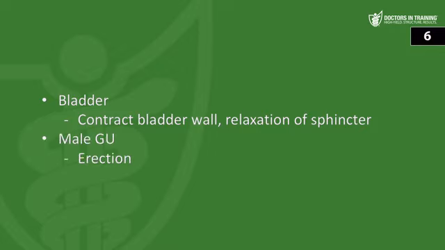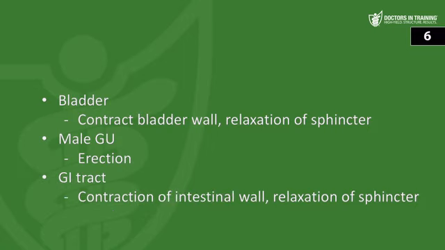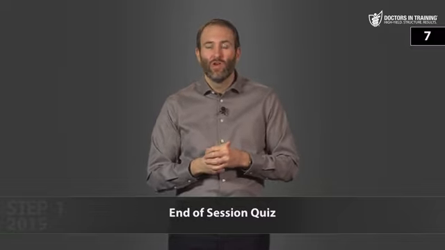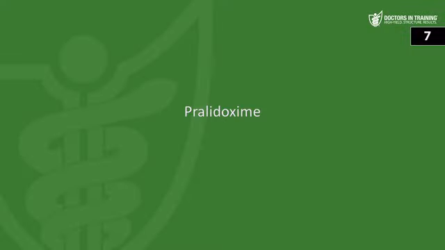And the male GU, you're going to get an erection. And then on the GI tract, you're going to have contraction of the intestinal wall, relaxation of the sphincter, overall increase in transit. Next, what drug regenerates acetylcholinesterase after organophosphate poisoning? Remember, the drug there is going to be pralidoxime.